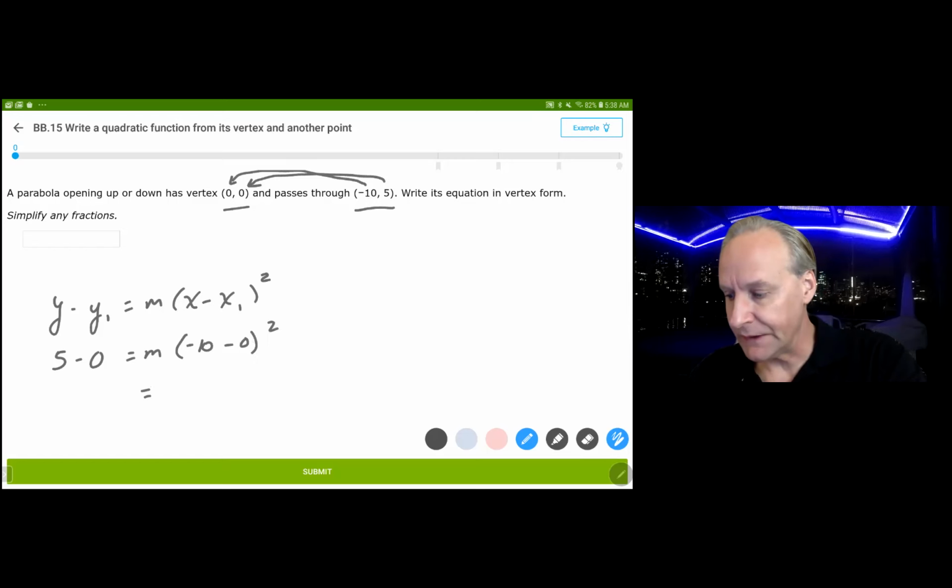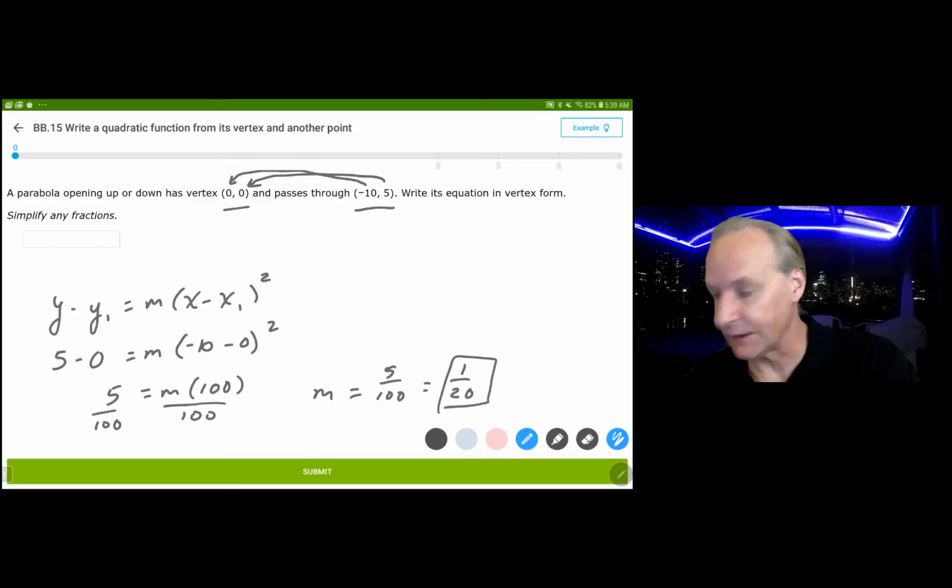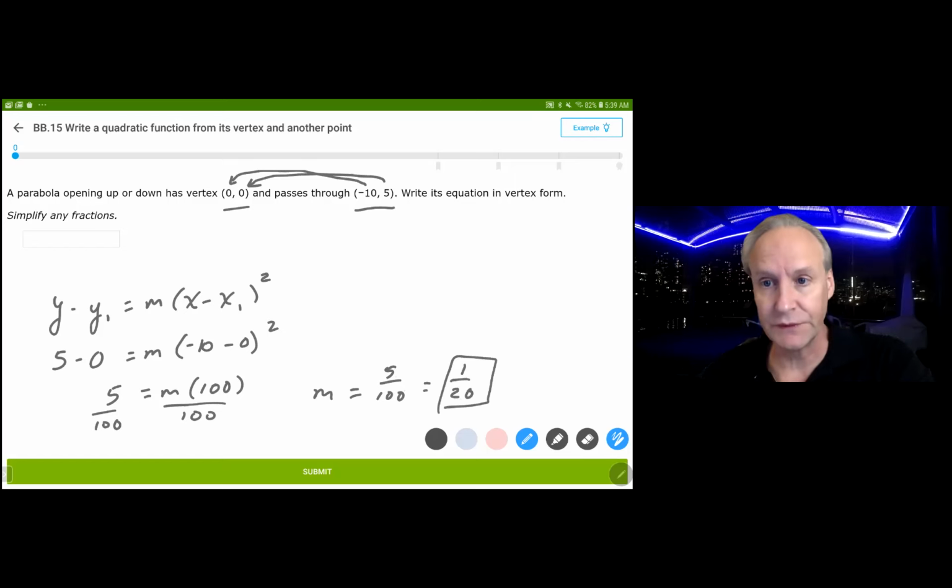So what we end up with is m times -10 squared, which is 100, is equal to 5. And we're going to divide by 100 on both sides. Now be careful, you do have to reduce your fractions. So my m, or rather my a, my stretch factor, is 5 over 100, which of course you could write as a decimal. It says simplifying fractions. They probably want it as a fraction, but I could just as easily have written it as 5 hundredths, which is 0.05, or 1 over 20.